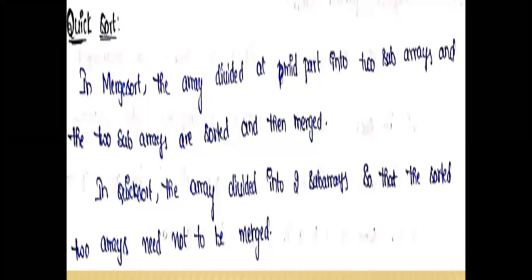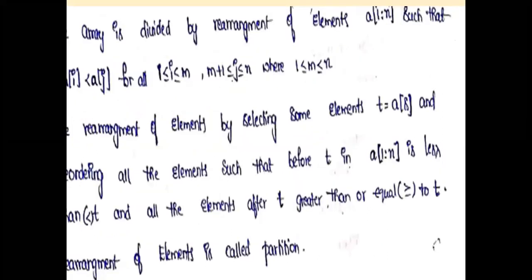In quicksort, the main concept is rearrangement of elements. Rearrangement means the array is divided into two subarrays by the rearrangement of elements, so that the elements present in the first subarray are always less than the elements present in the second subarray.